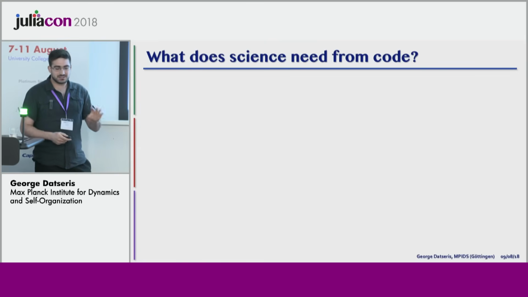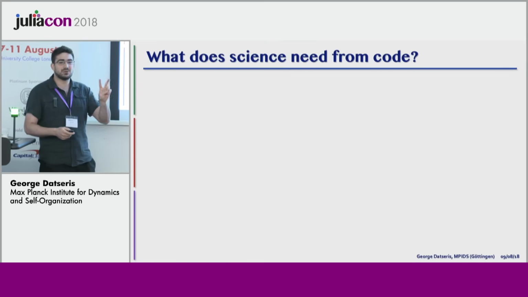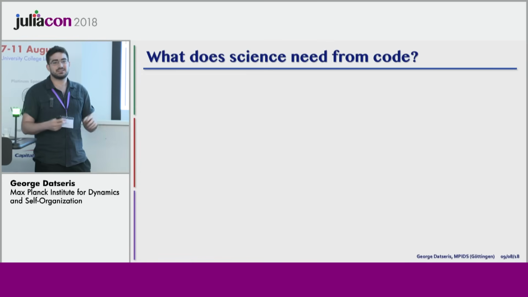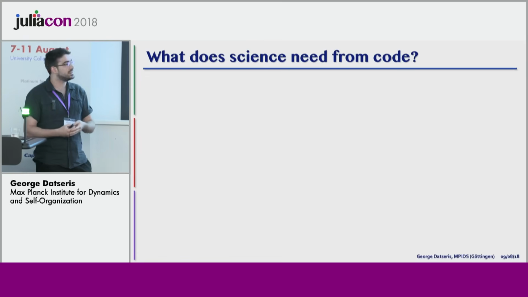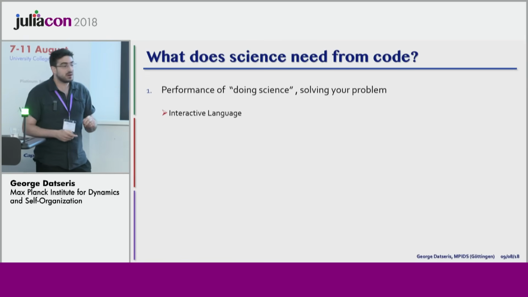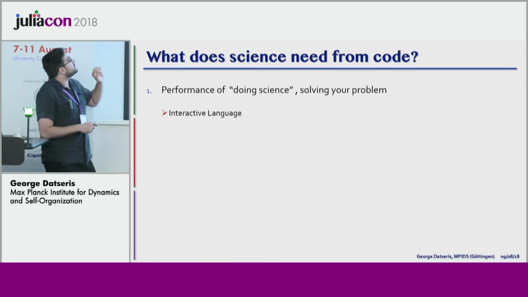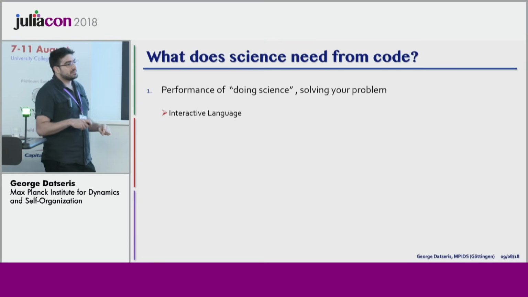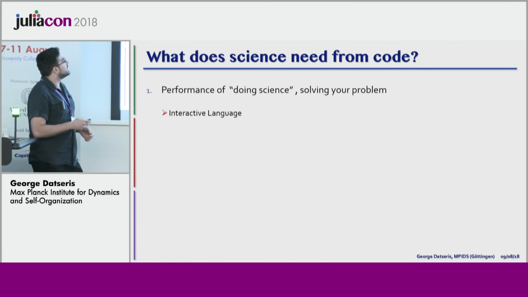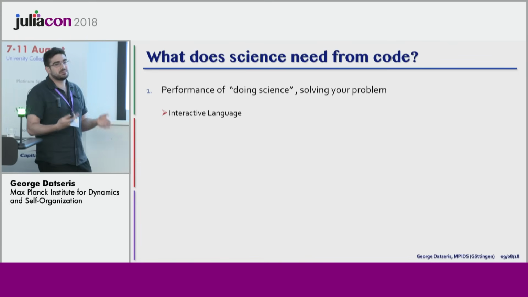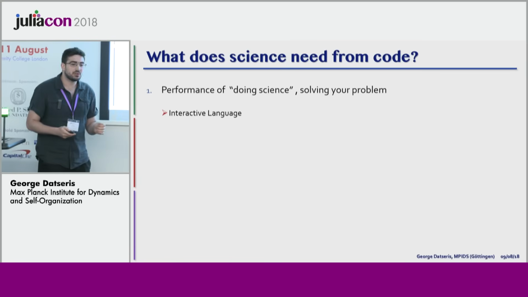What you notice is that from these six steps, only two are where I let the code run. The other four steps are me and the language working together interactively to solve a problem. This is why I think the most important requirement science has from a programming language is the performance of actually doing science, the performance of giving an answer. And in my eyes, this cannot be done truly performantly without an interactive language.